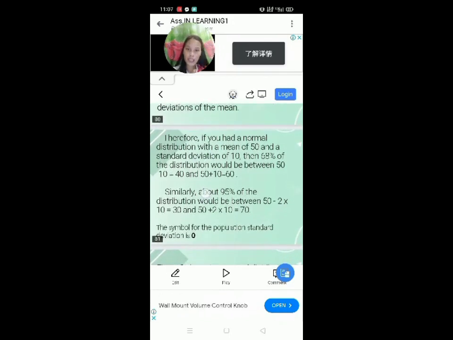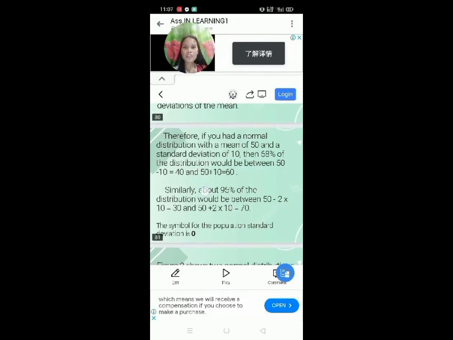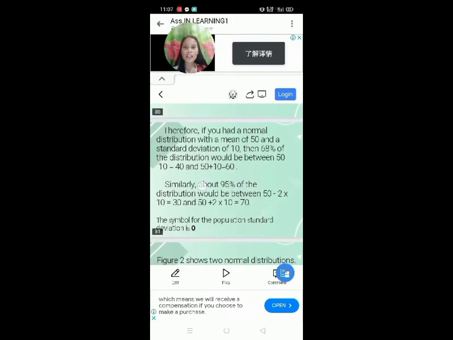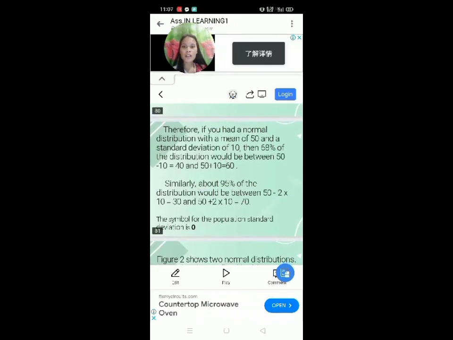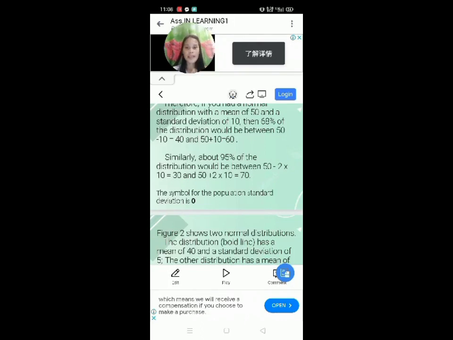then 68% of the distribution will be between 50 minus 10, which equals 40, and 50 plus 10, which equals 60. Similarly, about 95% of the distribution will be between 50 minus 2 times 10, which equals 30, and 50 plus 2 times 10, which equals 70. The symbol for the population standard deviation is sigma.